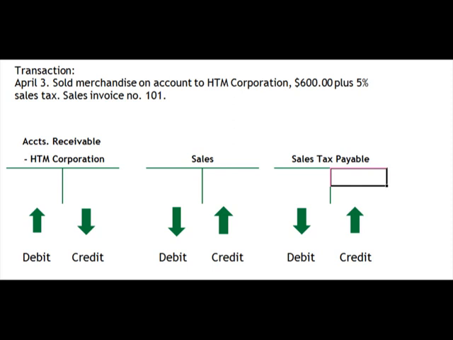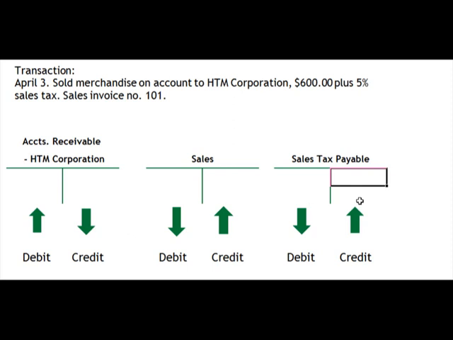In this example, we will be using 3 T accounts. We have accounts receivable, which increases on the debit side. We have the sales, which increases on the credit side. And we have also sales tax payable, which increases on the credit side.